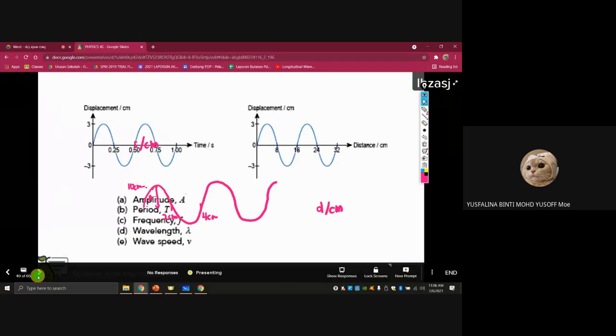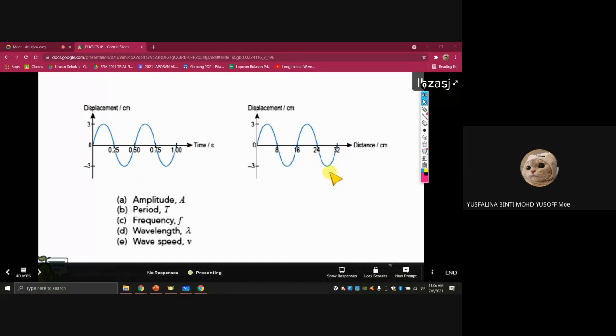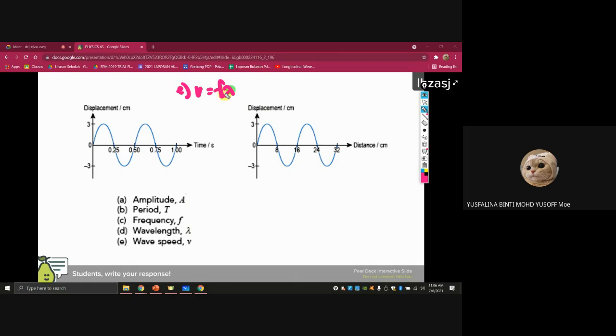Okay, so here you can try to answer this question. Teacher, what are we supposed to find? We're supposed to find the amplitude, period, frequency. For the wave speed, maybe I didn't teach you yet, but the formula is V equals F lambda. Okay, so I put the formula here. V equals F lambda.